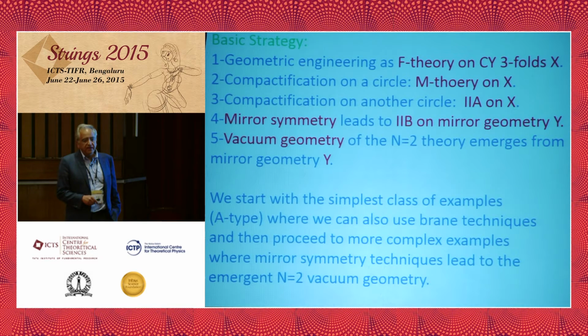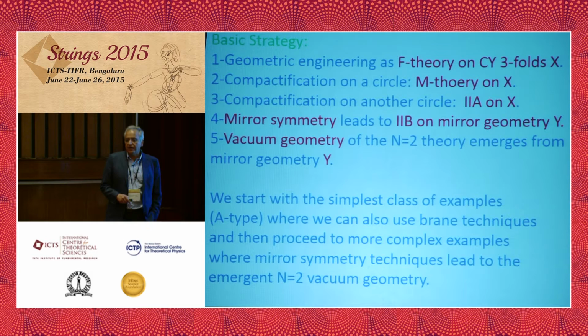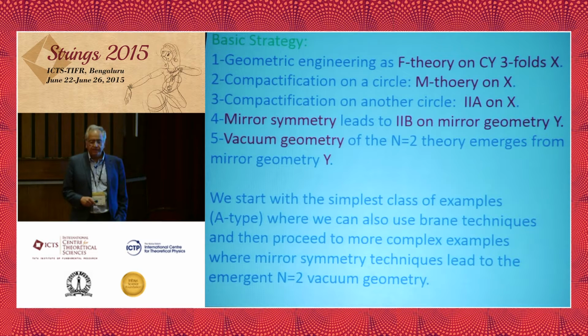So that gives you type IIA on X again. And then we use mirror symmetry, which leads to type IIB on the mirror geometry Y, where Y is a mirror to X. And the vacuum geometry of the N=2 theory emerges from the mirror geometry Y. So that's the strategy. In this case, we can then identify what 4D theory we have ended up with.